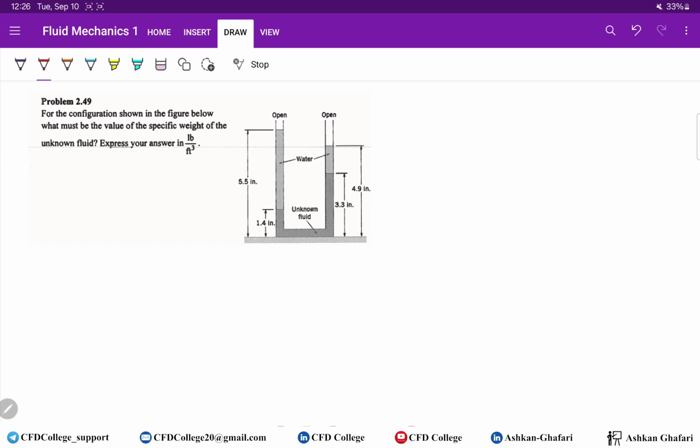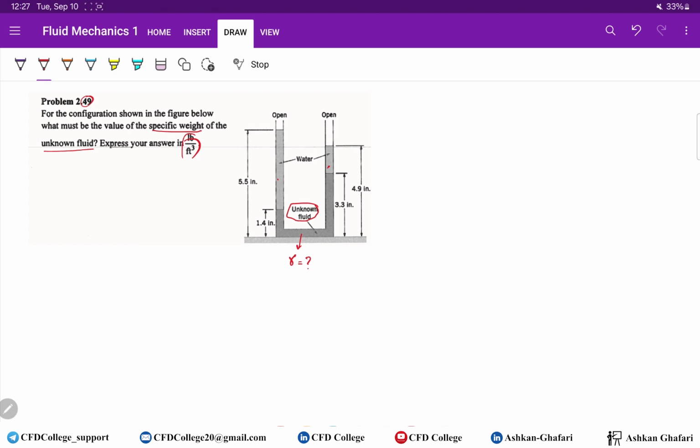The third problem, number 49. For the configuration shown in the figure below, what must be the value of the specific weight of the unknown fluid? Express your answer in pounds per cubic feet. Here we have an unknown fluid. We want to find gamma. We have water in this column, and in this column we have open ends on both sides of this manometer.